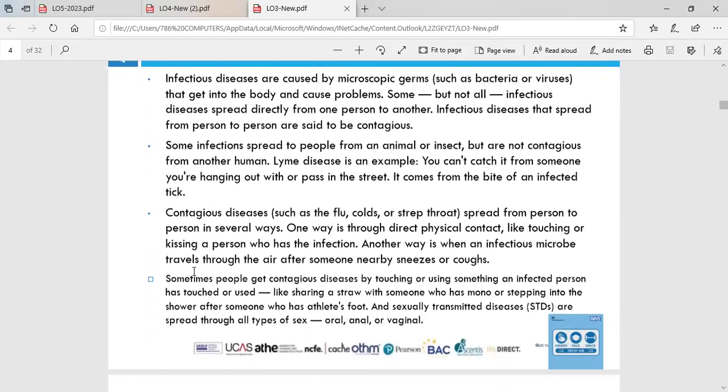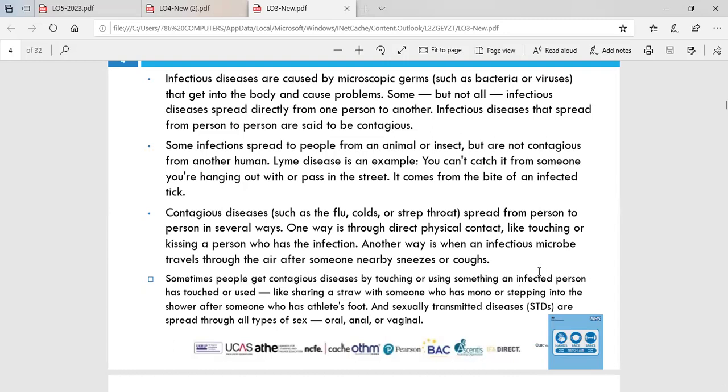Contagious diseases are very dangerous. Infections are dangerous, but in the contagious form, you actually spread the infection. This is how you have flus, colds, and streptococcal throat infections, which spread from person to person, and there are several ways in which they can be spread. One way is through direct contact, touching someone or kissing a person who has the infection.